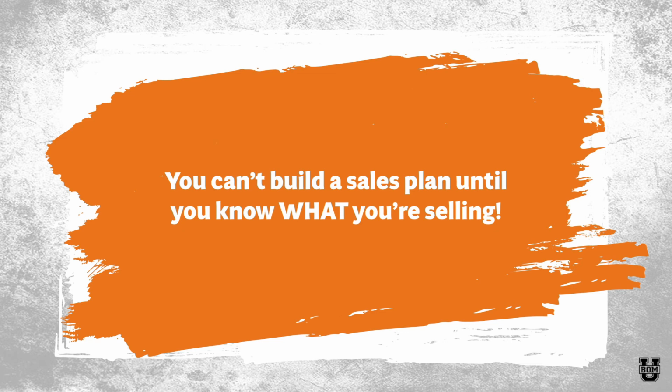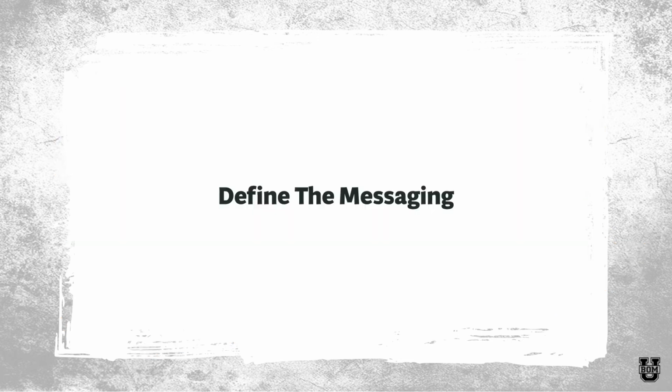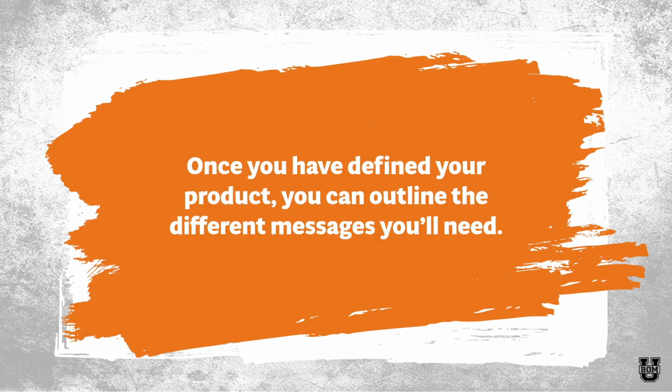So the first thing you have to do is figure out your offer. So that will be the next lesson in this module. We're going to talk about that piece so that you really understand it and can kind of think back from there. Then you define the messaging. So after the offer is done, then you move to your messaging. So again, once you've defined your product, you can kind of outline the different messages you will need people to hear to get to the point that they will be ready buyers.